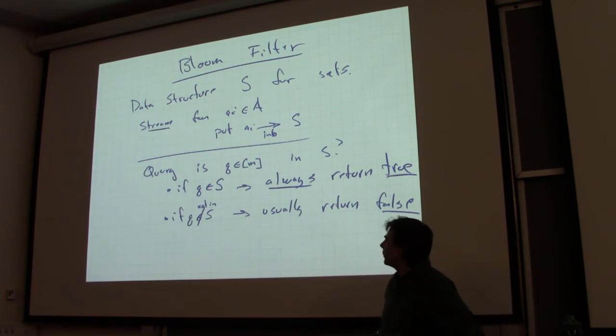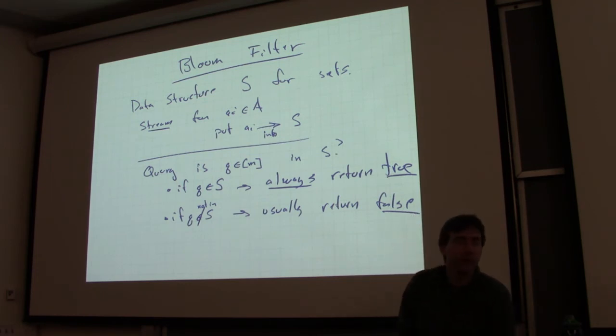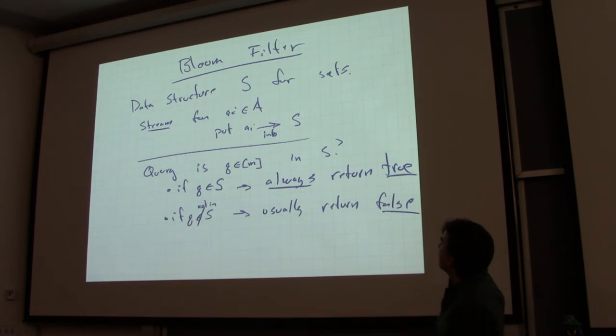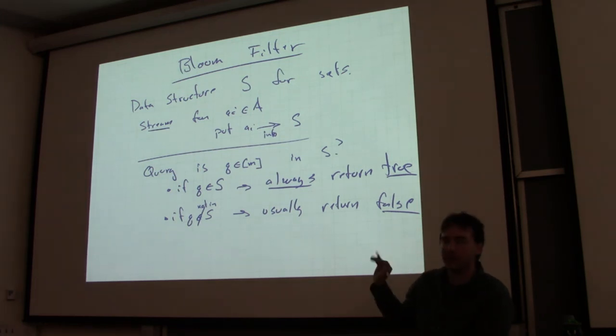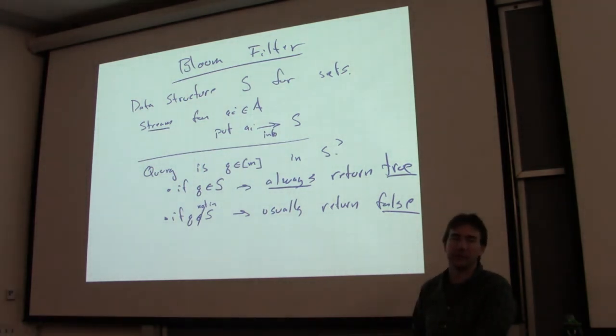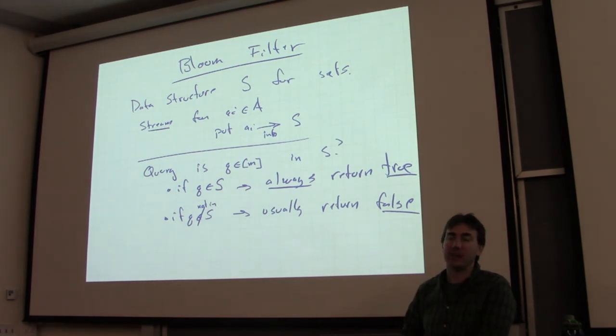So I can have no false negatives, but I can have false positives. You can have false positives, but not false negatives. Right, I can never have false negatives, but I can have false positives. So I might accidentally say it's in there when it's not, but if it is in there, I always say it's in there.